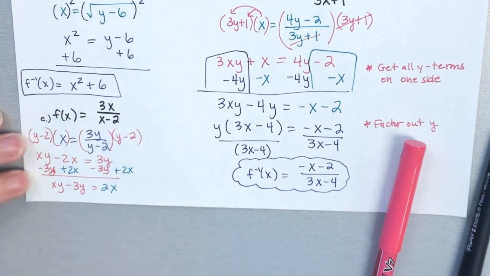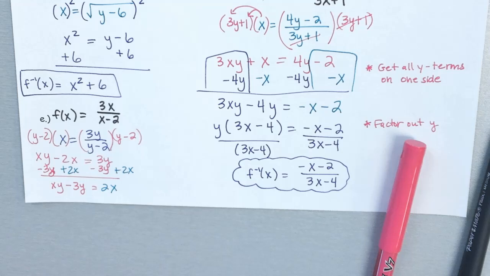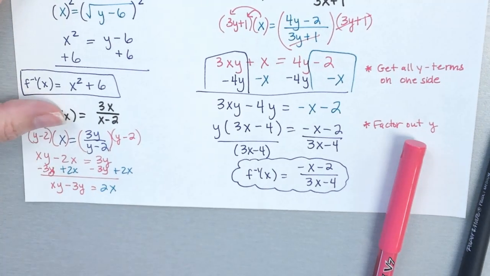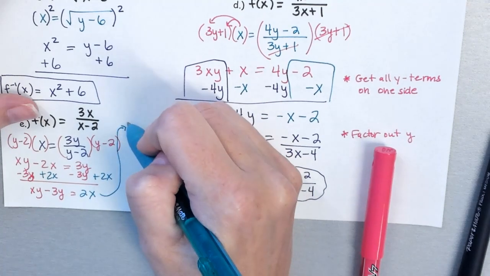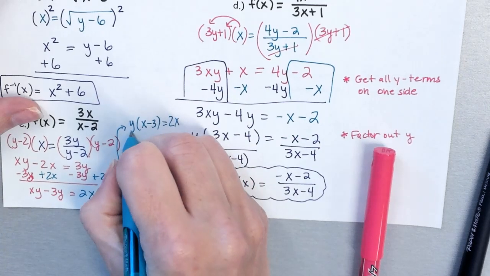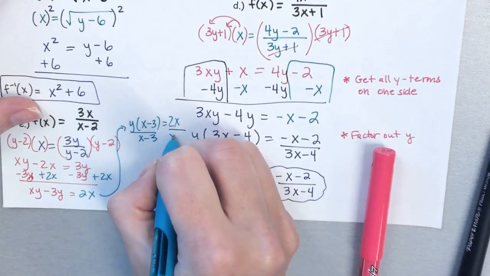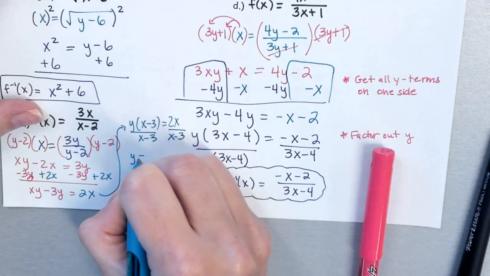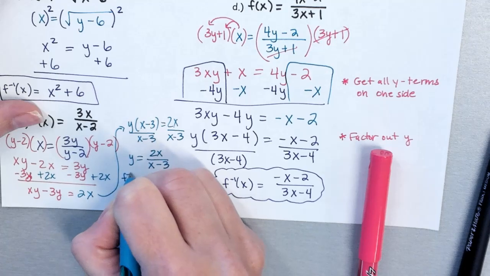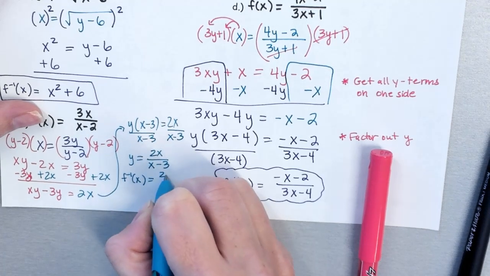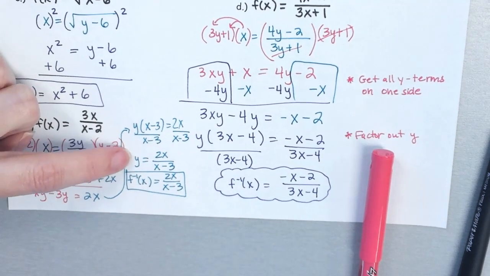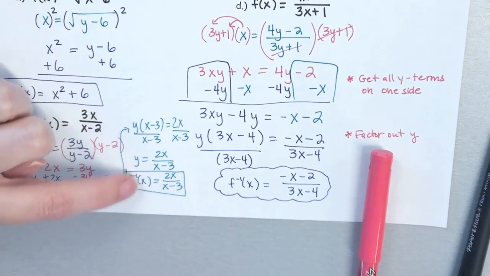And it's okay if you didn't do it like this. I'm going to go over both answers. Okay, then you can factor out your y. So if you factor out your y, you have x minus 3 equals 2x, and then we'll just divide by the x minus 3. And then we just want to put it in inverse notation. Okay, so I know I have like that extra step in there. It's okay if you go right from here to here.